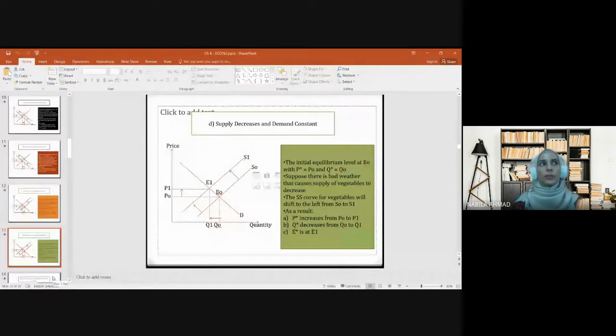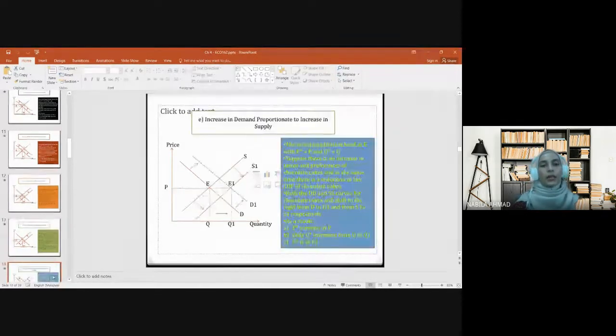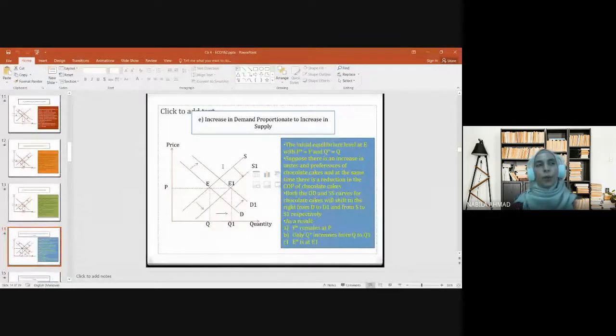Right. Itu kalau situasi di mana salah satu curve yang shift, sama ada demand atau supply. So ini pula situasi di mana both demand and supply curve shift. Okay? So dia akan ada dua situasi. Di mana kita tengok di sini. Suppose there is an increase in taste and preference of chocolate cake. So taste and preference adalah determinants of demand. Jadi bila taste increases, demand pun increase.